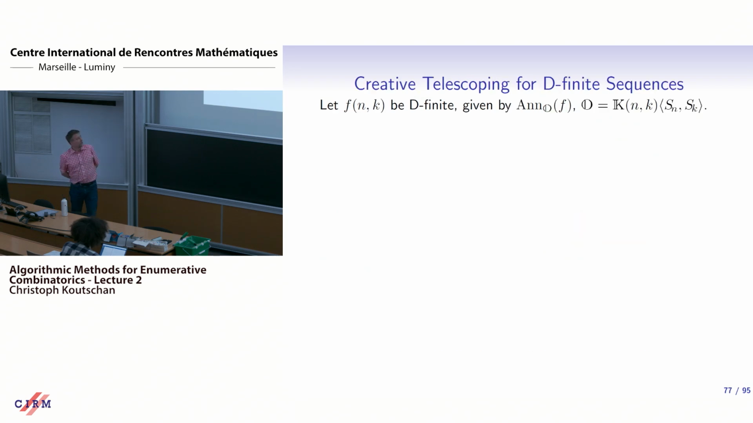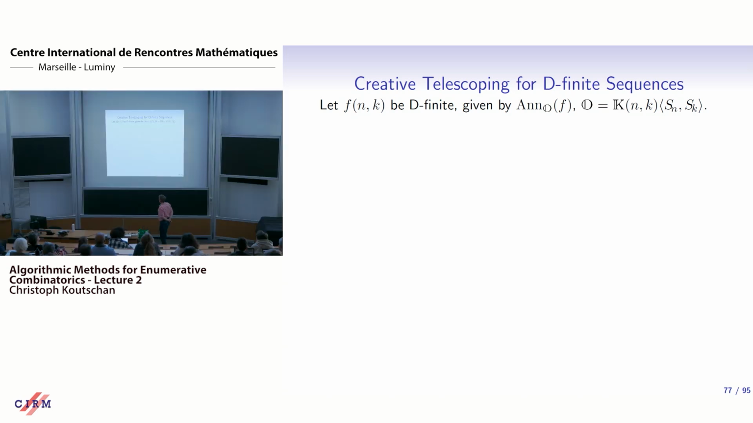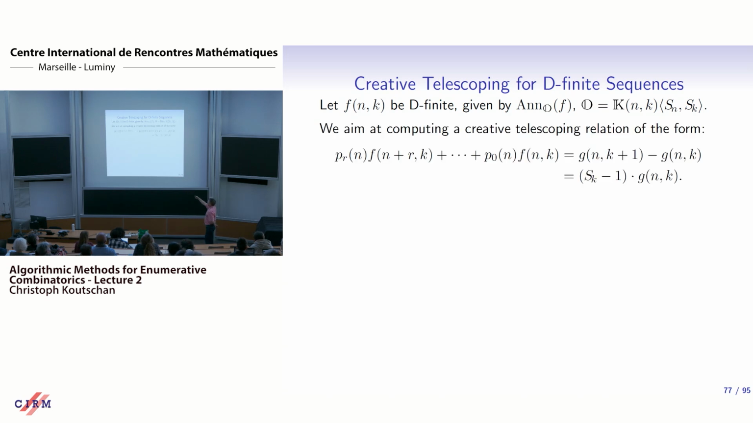Okay, so what is creative telescoping? I should come to the main point before the time is over. Let me first explain it in the discrete setting. So I assume that F(n,k) is a bivariate D-finite sequence, and we know its annihilator, and we want to compute a creative telescoping relation, that is a relation of this form.